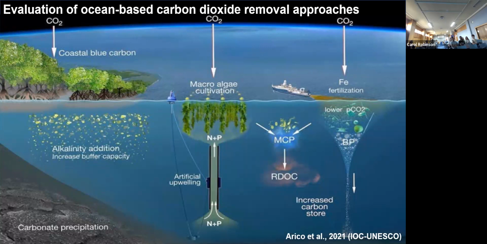Some potential examples illustrated here from the 2021 IOC UNESCO report are protection and restoration of marine ecosystems and biodiversity, ocean alkalinity enhancement, macroalgal cultivation supported by artificial upwelling of nutrients, enhancement of the microbial carbon pump to produce more recalcitrant dissolved organic carbon, and iron fertilization to increase phytoplankton production.